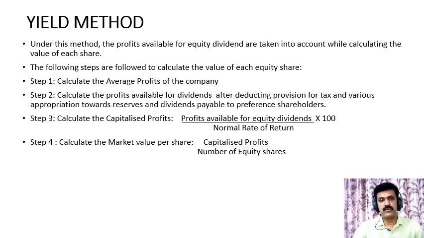In step 2, we have to calculate the profits available for dividends to equity shareholders after deducting provision for tax and various appropriation towards reserves and dividends payable to preference shareholders.